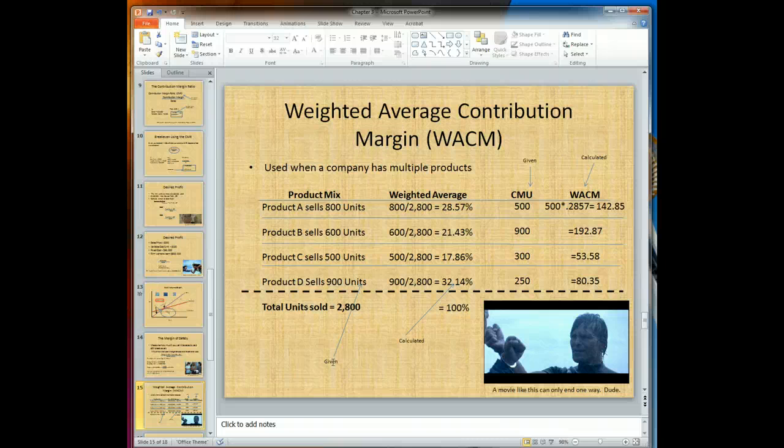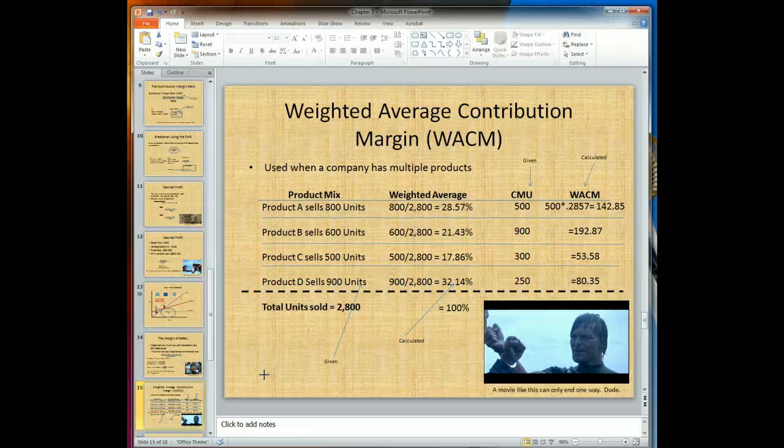Weighted average contribution margin, the whack-em. This is the hardest concept in the book, I think, although a lot of people argue with me that everything's hard. And there are some harder concepts as well, but this one's a little weird. Almost nothing on the test ever on weighted average contribution margin. However, there is a homework problem or two, and you'll use this in finance, portfolio management, stuff like that.